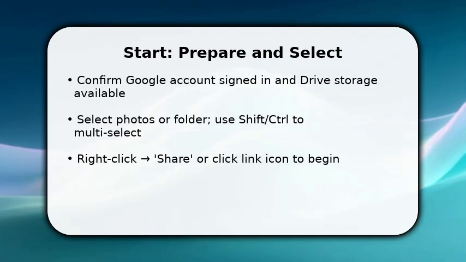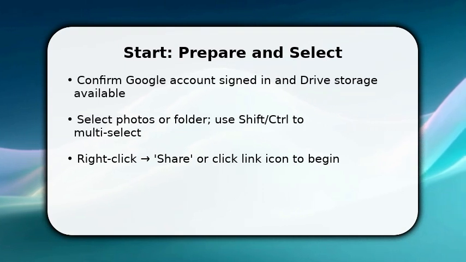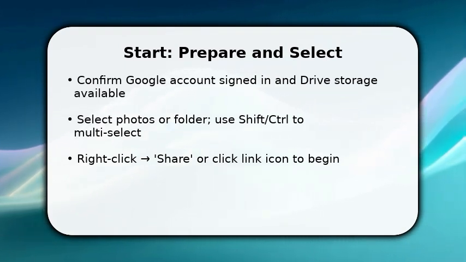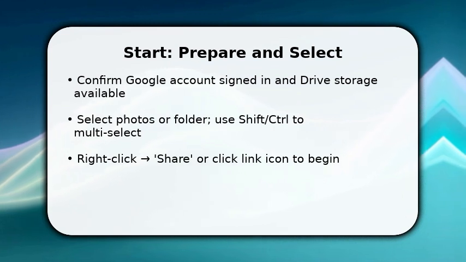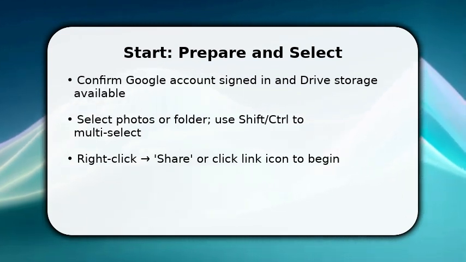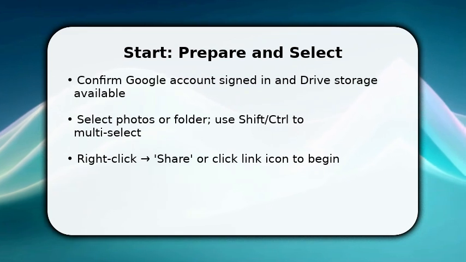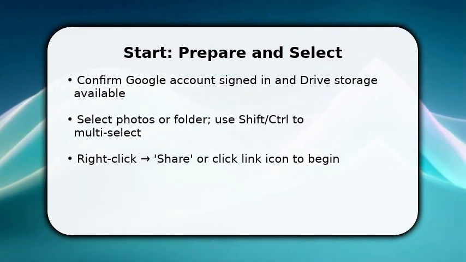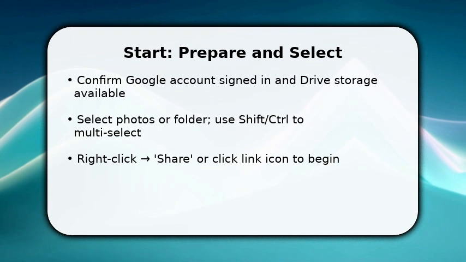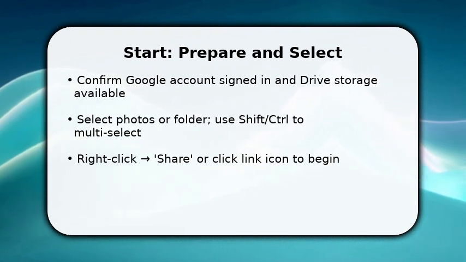You're signed in and ready. First, pick the photos or the folder you want to share. Use Shift or Control to select multiple items quickly. Once selected, right-click and choose Share, or click the link icon at the top. This starts sharing. You do this now because selecting correctly prevents accidental exposure later.